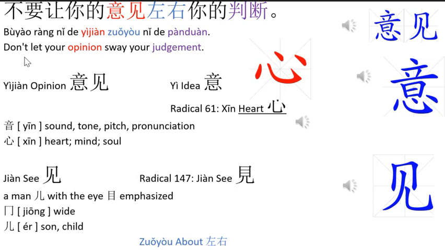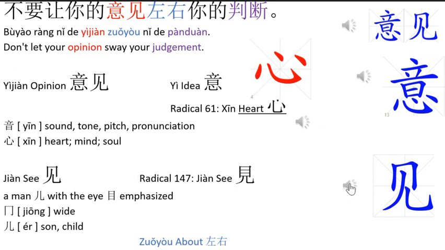不要让你的意见左右你的判断, okay? Don't let your opinion sway your judgment, okay? 意见 means opinion. From the verb yi. Yi means idea, okay? And this is the radical 61, xin, at the bottom, yin at the top. Yin and xin together become yi jian, okay?